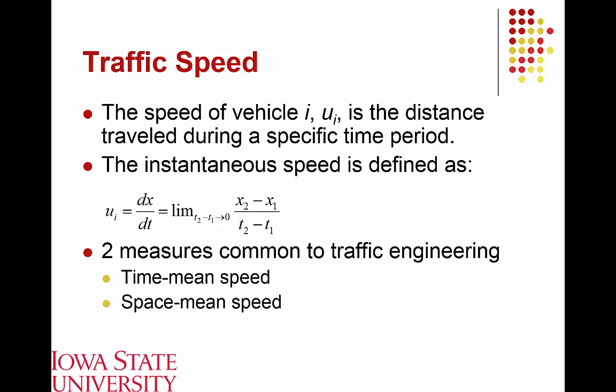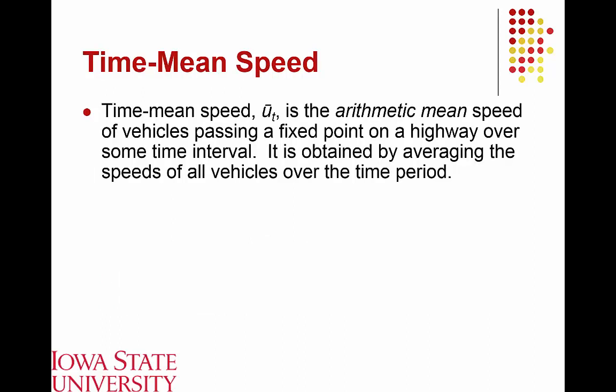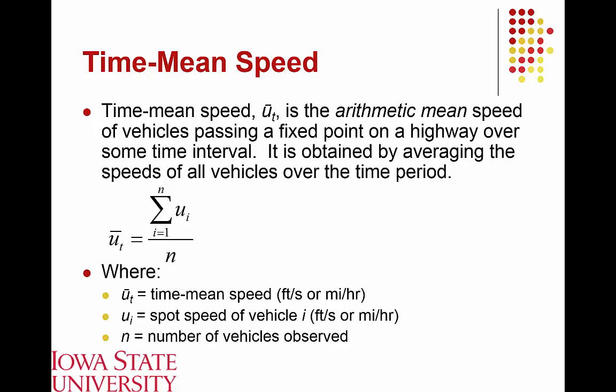And so just briefly introducing these terms, when we refer to time mean speed, this is simply the arithmetic average speed of vehicles passing some given point on a road facility. So the way we calculate time mean speed is we measure the speeds of some arbitrary number n of vehicles, and we simply add up all those speeds, divide by the number of vehicles, and so we just have a simple average of those speeds. And so this is referred to as time mean speed, which is generally going to be expressed either in feet per second or miles per hour.